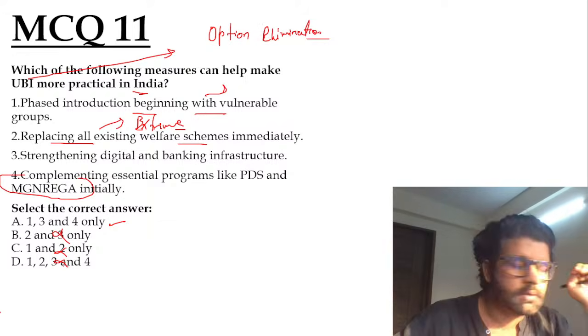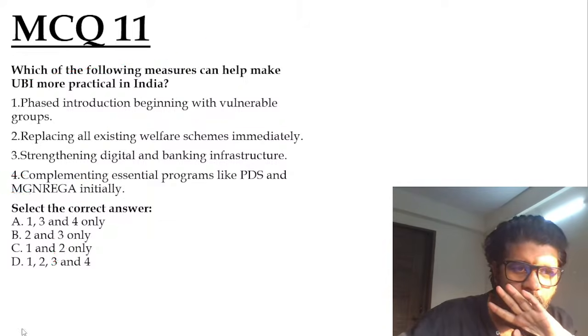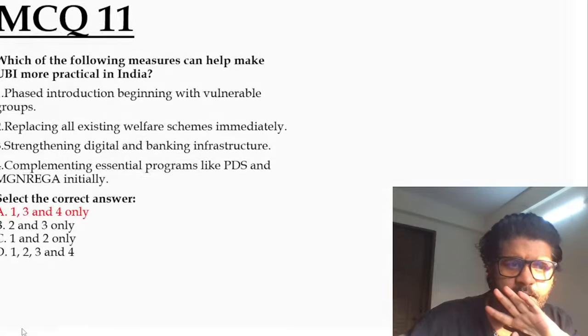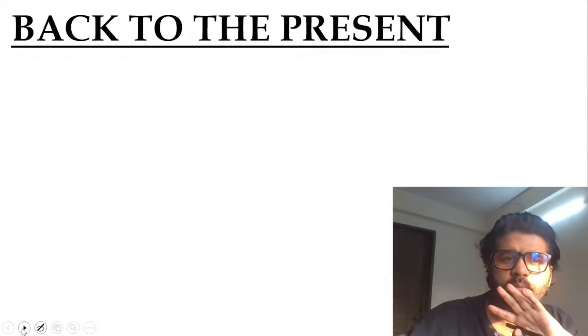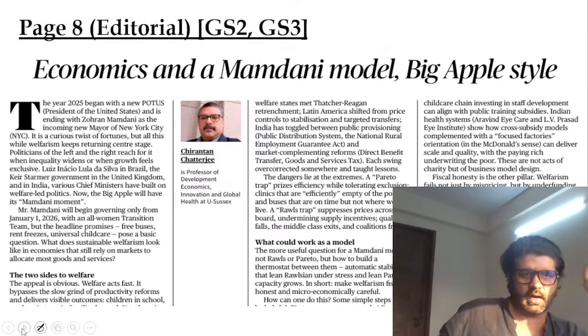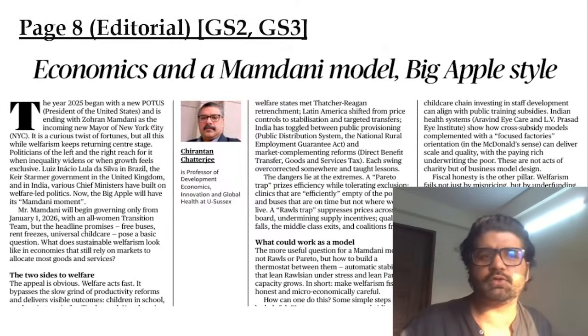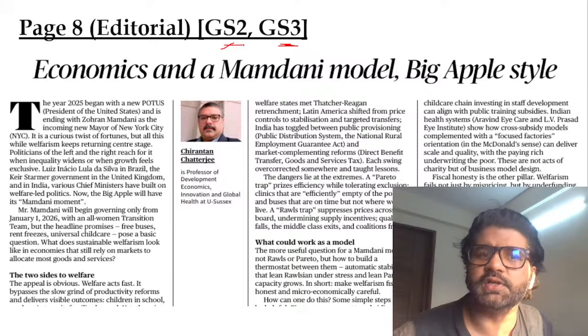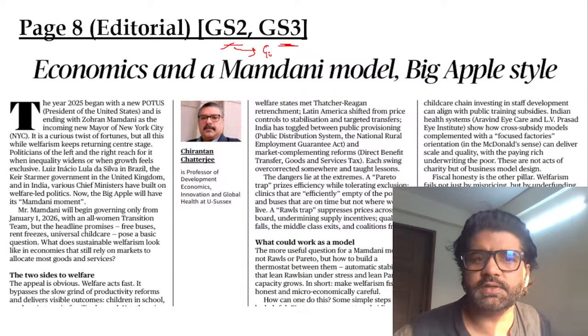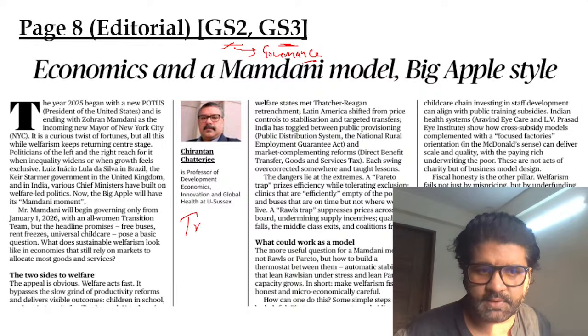Cool, yeah. So let's continue the discussion without wasting any time. Let's come back to the present. First article, page number 8, editorial, which is associated with both GS2 and GS3. Both governance, different types of models we'll talk about. This is a little tricky article, guys.